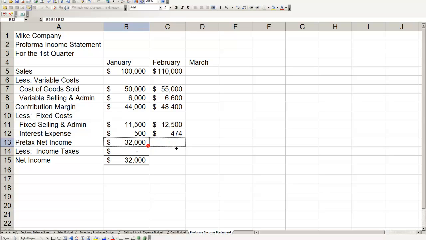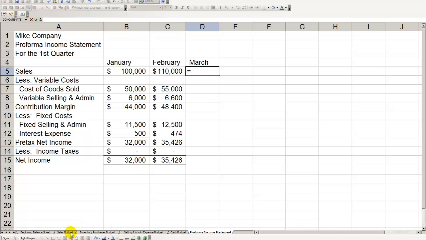Pre-tax net income is the contribution margin minus your fixed costs. And your net income then is $35,426. March, the same thing.